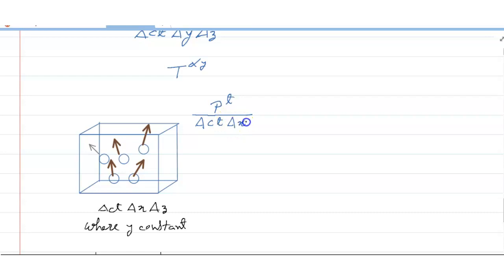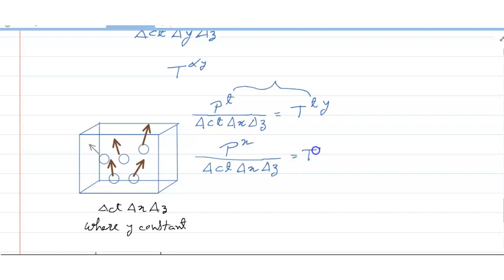del x into del z equals T capital T y, and px divided by del ct into del x into del z equals to tx. Sorry, here y is constant, so xy, py divided by del ct, del x into del z equals to pyy.